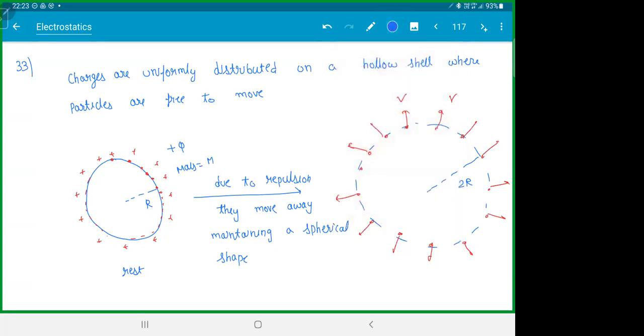Does that make sense? Initially, all the charges around the sphere of radius r started repelling and pushing each other. So all of them will gain velocity, right? Find the speed of the particles when the radius becomes double.